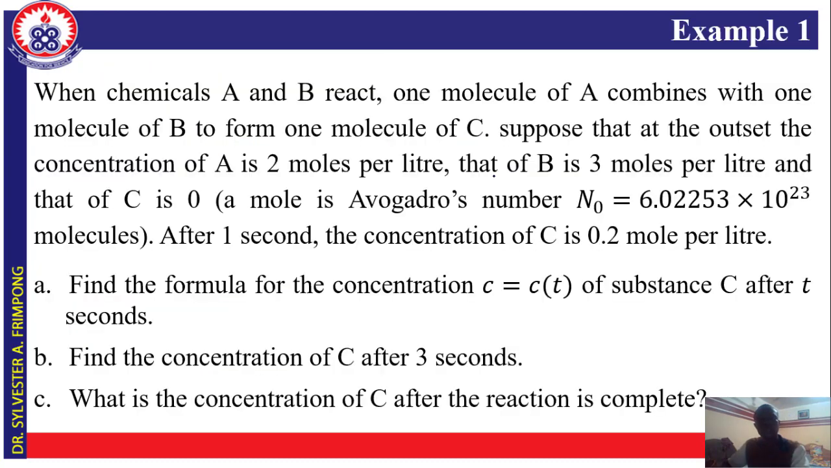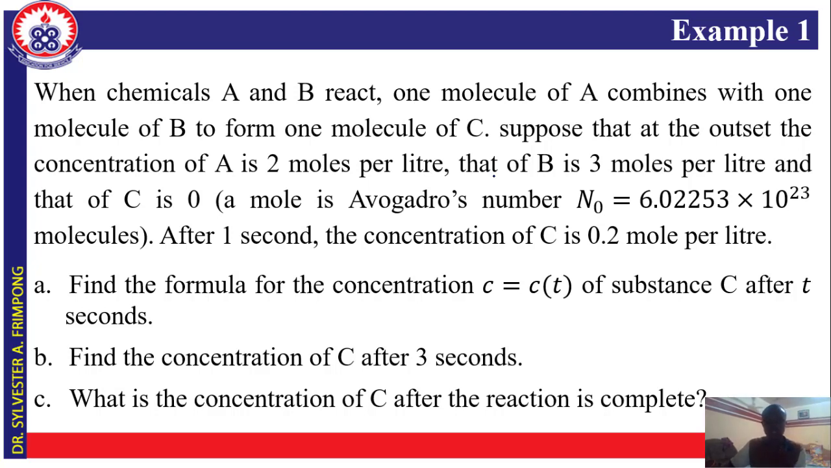Example 1. When chemicals A and B react, one molecule of A combines with one molecule of B to form one molecule of C. Suppose that at the outset, the concentration of A is 2 moles per liter, that of B is 3 moles per liter, and that of C is 0. After 1 second, the concentration of C is 0.2 mole per liter. Find the formula for the concentration C of t of the substance C after t seconds. Find the concentration of C after 3 seconds. What is the concentration of C after the reaction is complete?